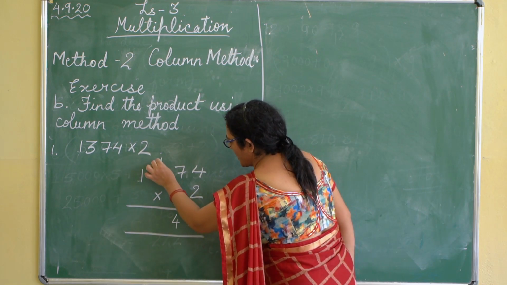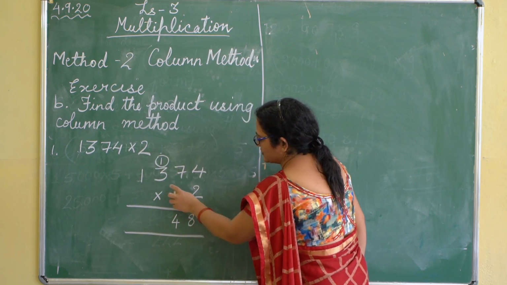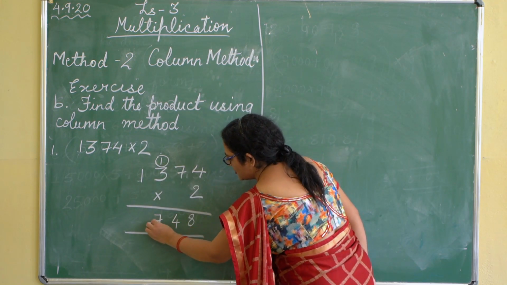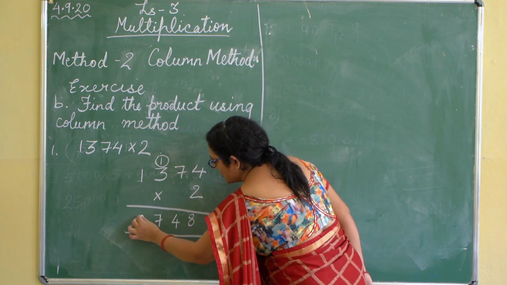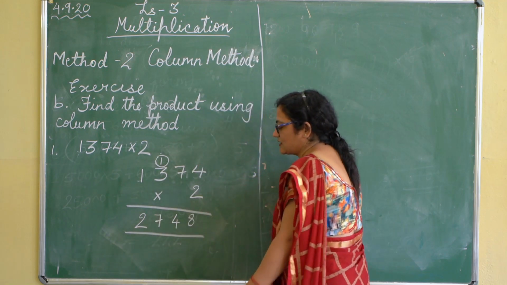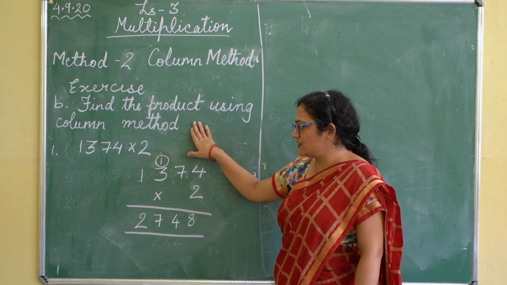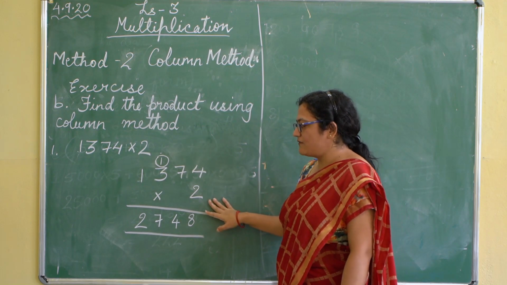4 here, 1 carry. 2 3s are 6, 6 plus 1 is 7. We will add the carry. 2 1s are 2. This is the first solution, by which method? By the column method. Multiplication with the help of columns.